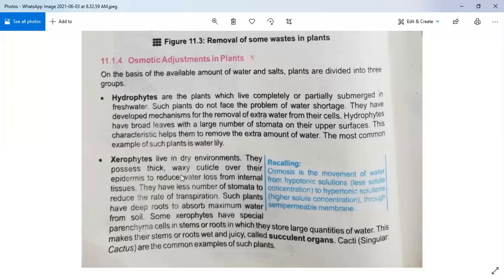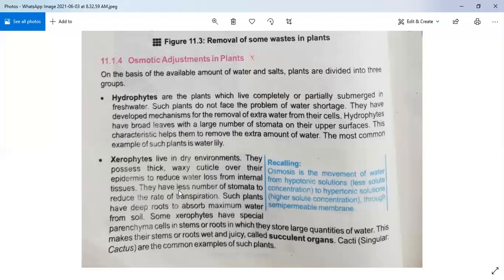Definitely, extra water appears on the surface of the leaf. So which type of leaves do they have? They possess a thick, waxy cuticle over their epidermis. Why? To reduce water loss from internal tissues. If internal tissues are producing water, then because of the thickness of that leaf, it should not be lost from the body of the plant. And we know in the desert it is very difficult for plants to get water, because the water is very deep under the ground.